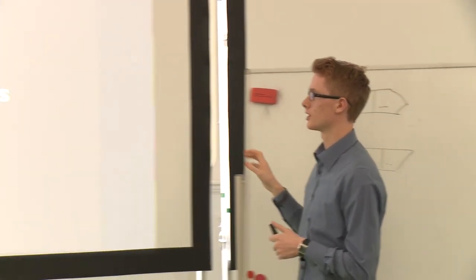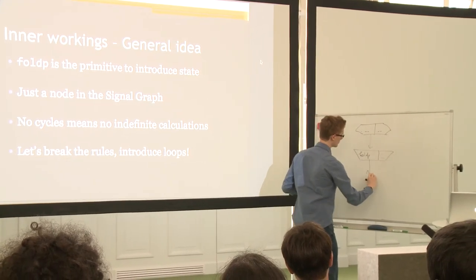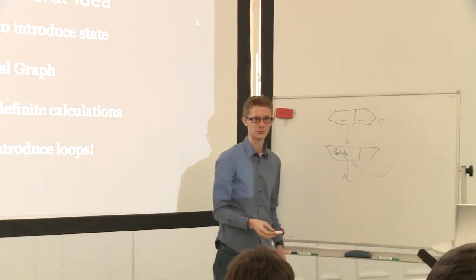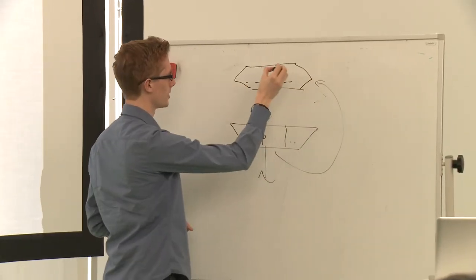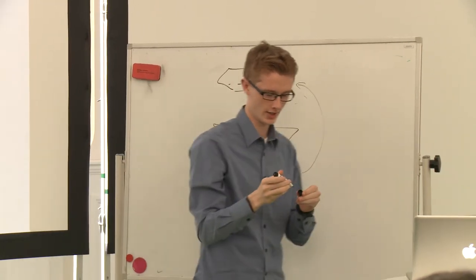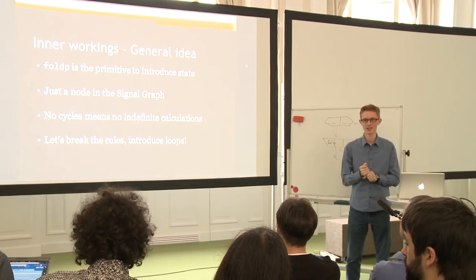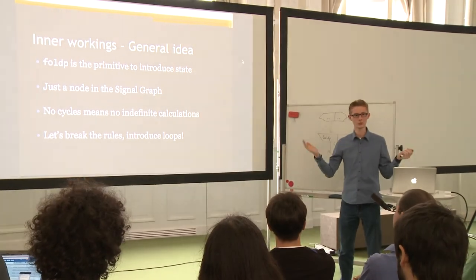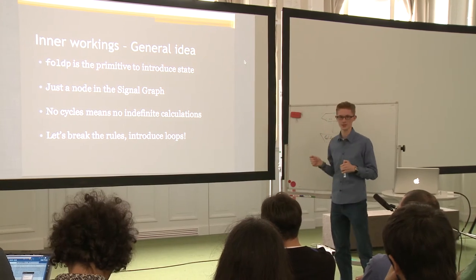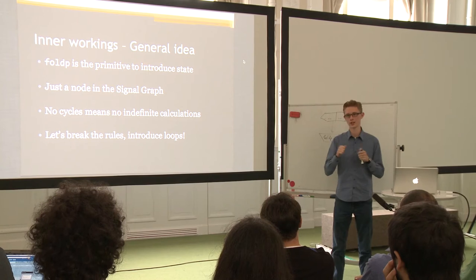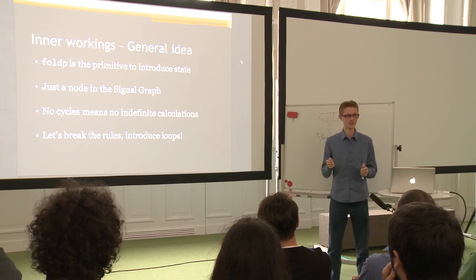Now, a signal graph in Elm has no cycles, so you can go down, but you can't go up again, because that would introduce a cycle, and if you have cycles, then a change message will propagate and propagate back up again. That's the main problem. You can get indefinite calculations on just one event, and you don't want that. So not having cycles is a really easy way to say we're not going to have indefinite calculations. But I'm going to propose to break the rules.